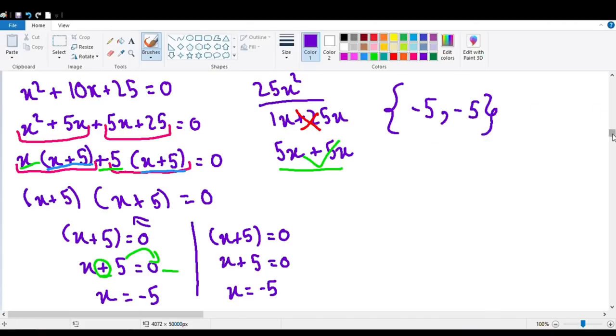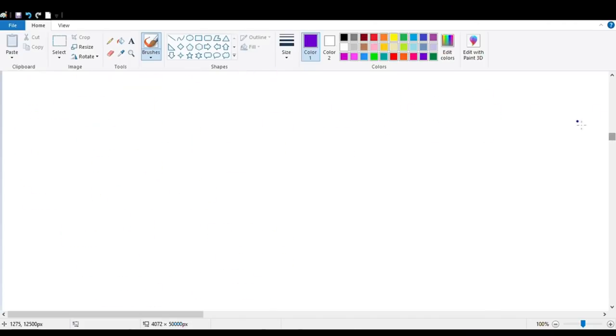So that was our first example. Let's continue doing some more examples so we get a nice understanding. So I have another example over here.